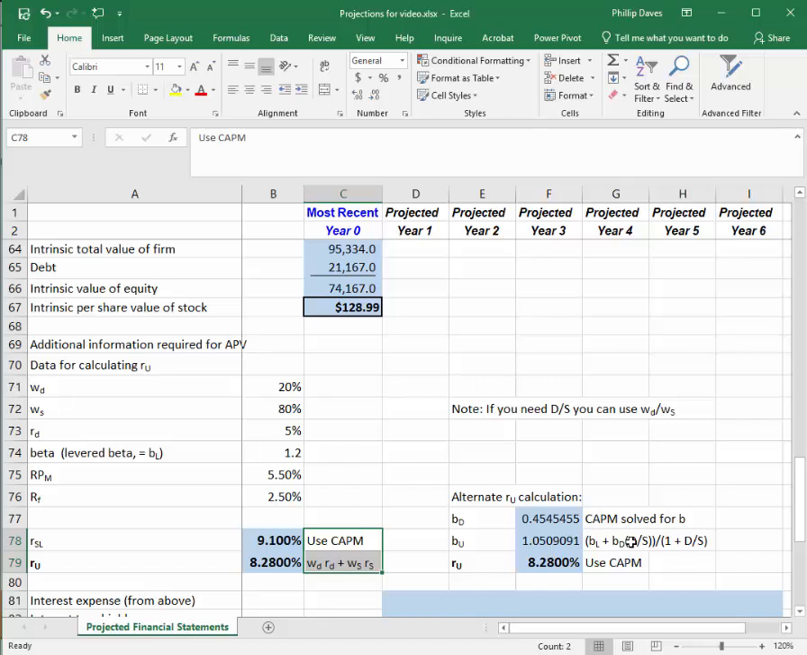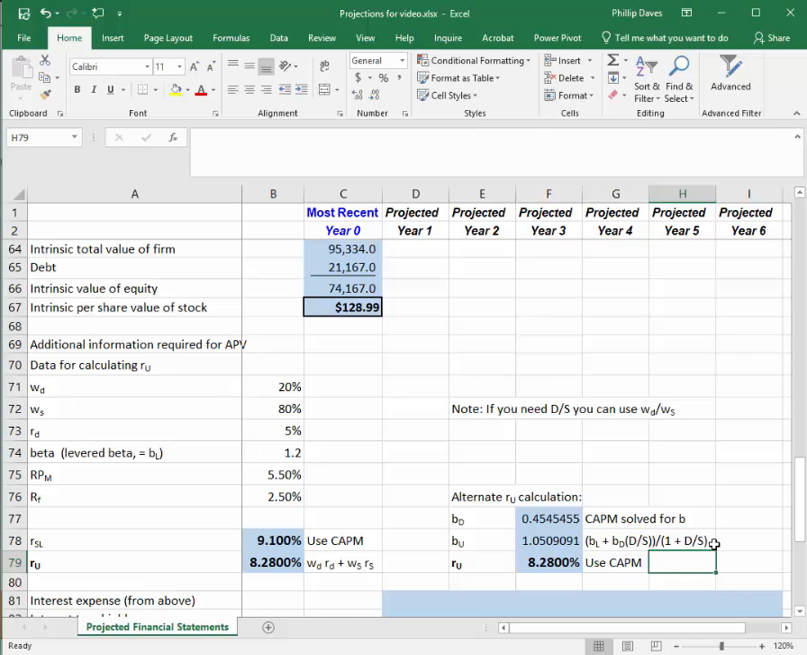And so remember that the complicated formula solved for beta u is equal to, if you take that beta u formula from the slides and beta L formula from the slides and solve for beta u, we see that beta u is beta L, the levered beta, the observed beta, plus beta of the debt multiplied by the debt equity ratio, all divided by 1 plus the debt equity ratio.